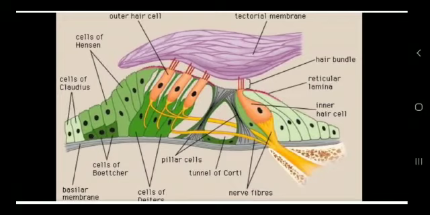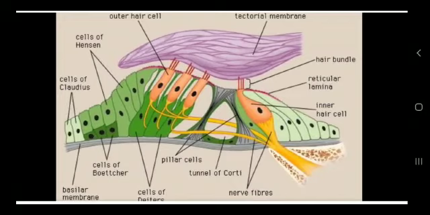And we have the supporting cells: the inner phalangeal cells, and then the cells of Hensen, which lie outside the Deiters' cells, and the cells of Claudius, which are present outside the cells of Hensen. Deiters' cells are situated between the outer hair cells and provide support to the latter. So these are all the supporting cells.